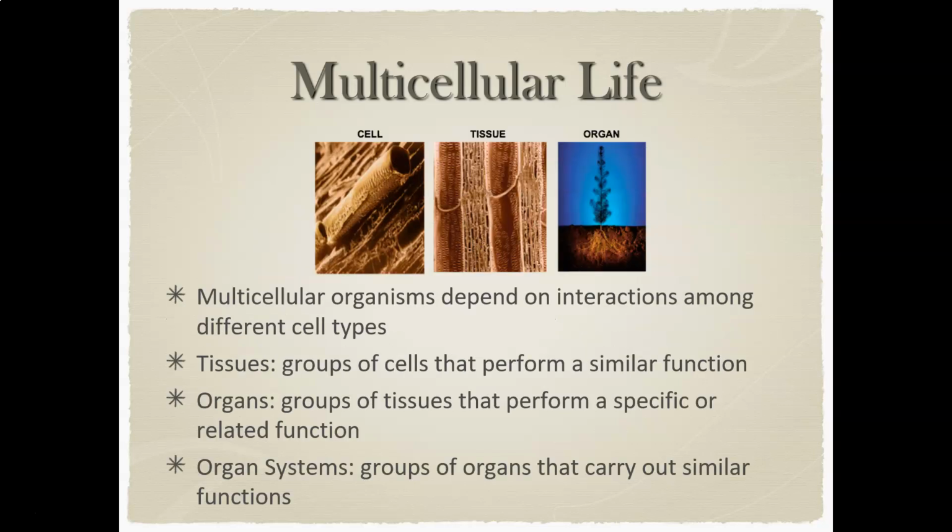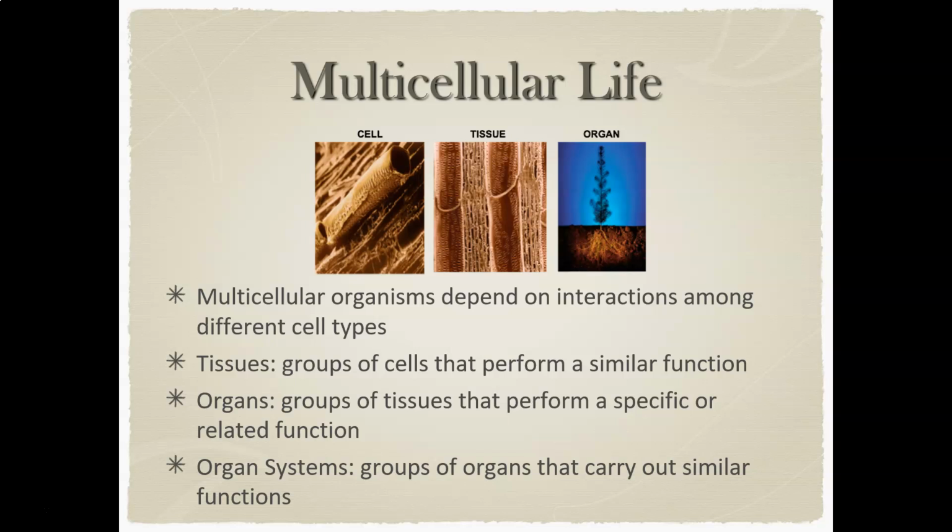So those multicellular organisms greatly depend on the interactions between those different cell types, right? So this goes back to those levels of organization that we talked about way at the beginning of the school year. When we talk about cells that are doing similar jobs and work together, then we're talking about tissues. We talk about tissues that do similar jobs, and now we're talking about organs. We talk about different organs that are doing similar jobs, and we talk about those organ systems. And collectively, those organ systems ensure that you as the organism function.